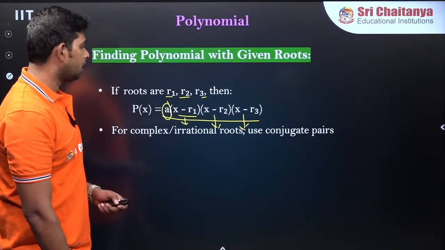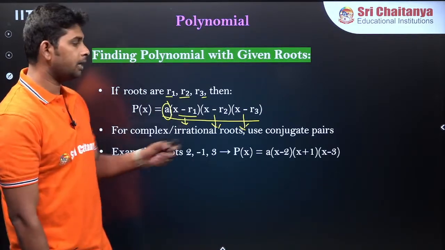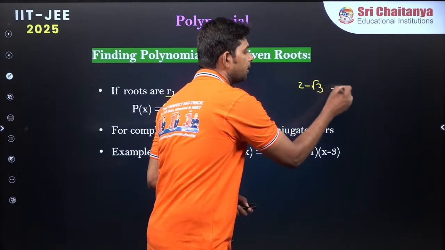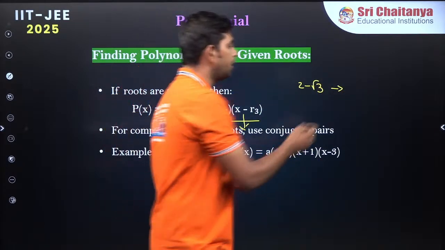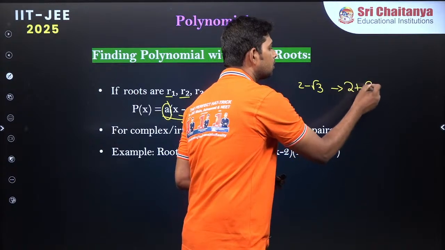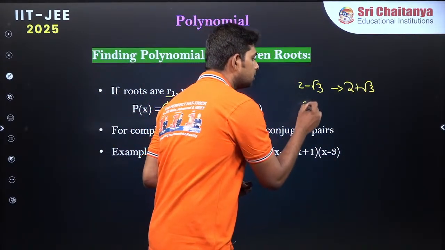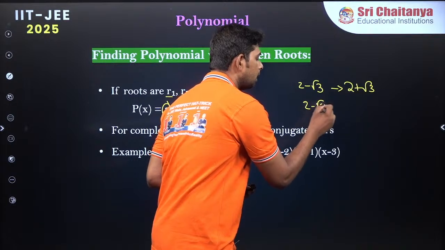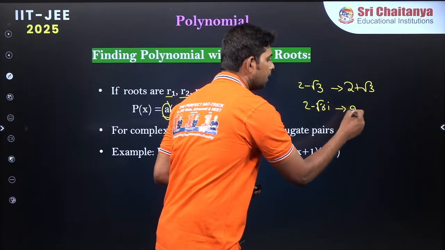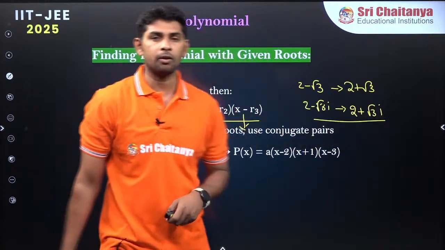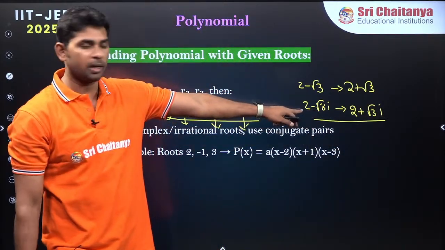And now if you are taking conjugate pairs also, for example, there is a root like 2 - root 3. Then your other root is going to be 2 + root 3 if all the coefficients are real numbers. If you are taking 2 - root 3 i, then your other root will be 2 + root 3 i. These are the conjugate pairs you are going to get. In this case, coefficients must be real numbers.